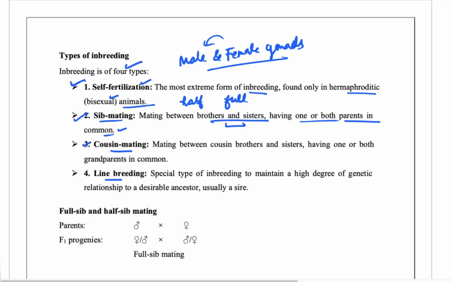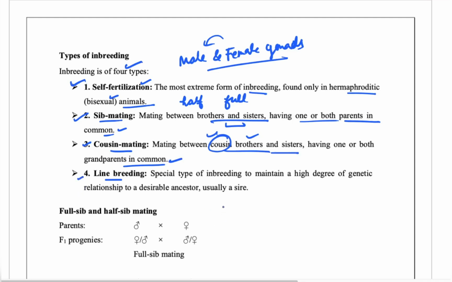Then there is cousin mating, which is mating between cousins, brother and sister, right? So animal brother and sister, but they are cousins, they are not real brother and sister, right? They have one or both grandparents in common. They don't have a common parent, but they have common grandparents. Then there is line breeding.